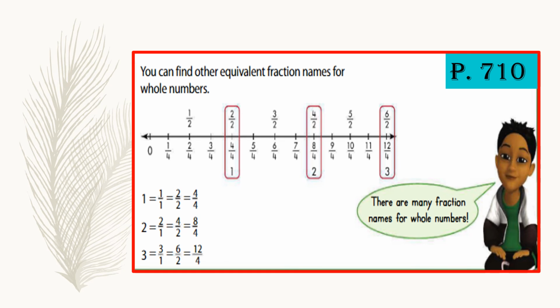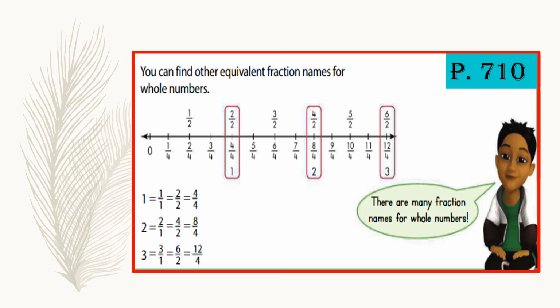Find other equivalent fraction names for whole numbers. Question: is there a pattern for finding equivalent fraction names for a whole number? Yes. Write the whole number as the numerator and 1 as the denominator to find an equivalent fraction name. To find others, multiply the numerator and the denominator by the same number.